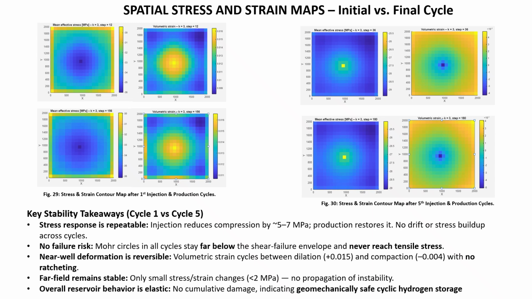So now that we've compared how stress and strain behave, especially from the first to the final cycle, the next step will be to interpret what these patterns mean for long-term reservoir integrity, and the geomechanical limits of cyclic hydrogen storage.